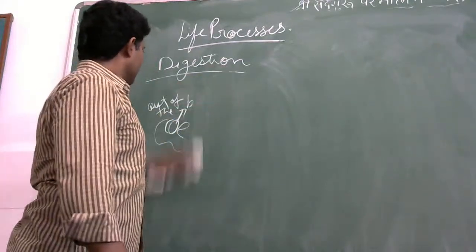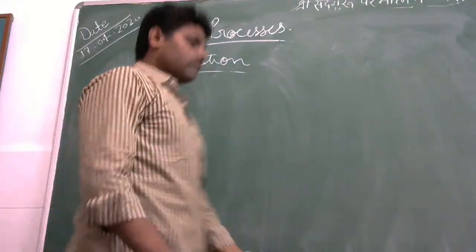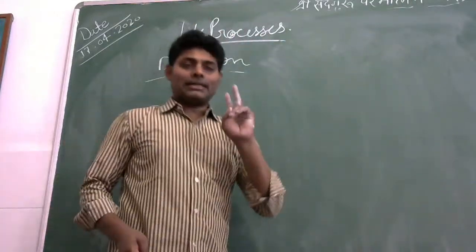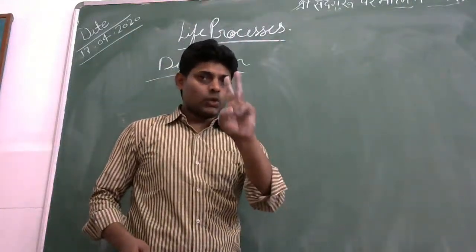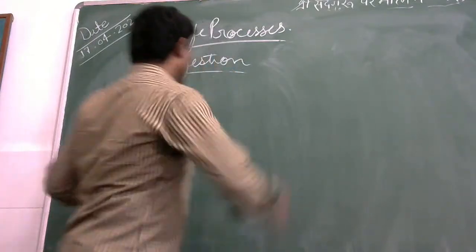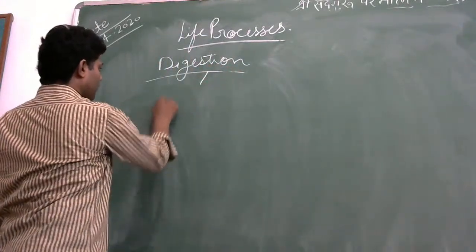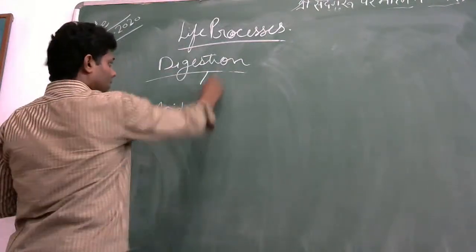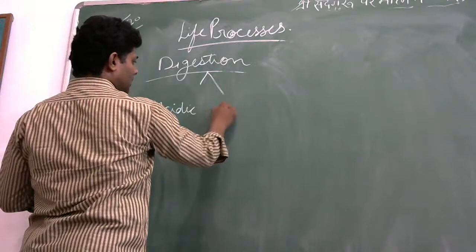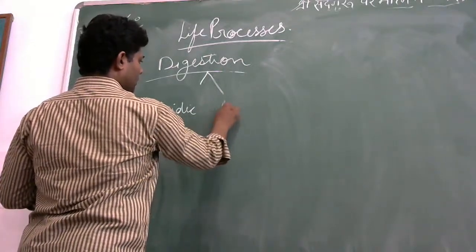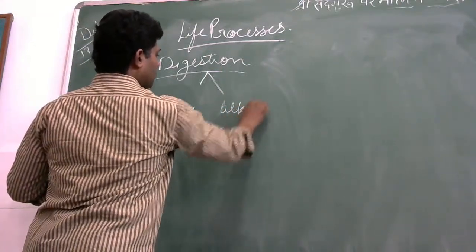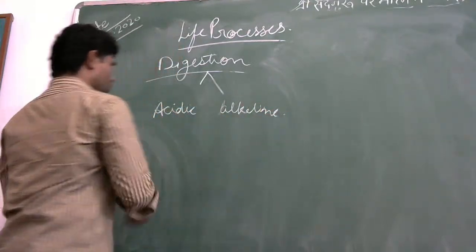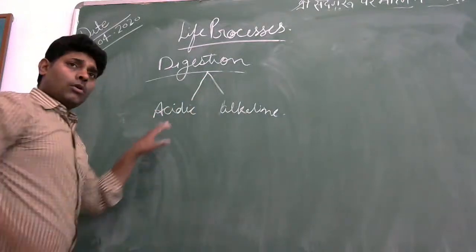Further, in multicellular organisms, digestion occurs in two mediums. Number one, acidic medium, and then alkaline medium. Why is it so?